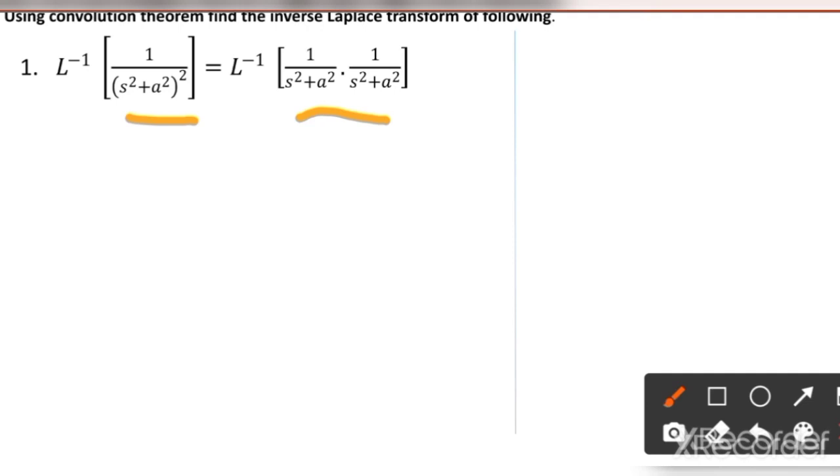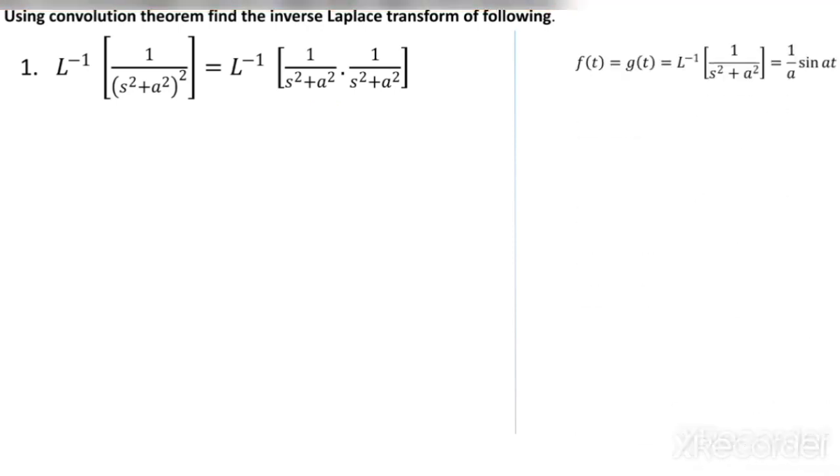Each function's L inverse is immediate. What is the L inverse of each? That is nothing but sin at by a. So I have f of t as well as g of t, both equal to 1 by a sin at. Thereby, by the convolution theorem, L inverse of f of s into g of s is nothing but f star g, which is the integral of f of u g of t minus u with respect to u between the limits 0 to t.